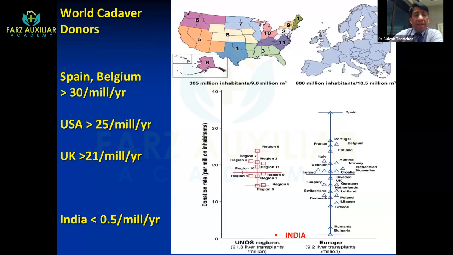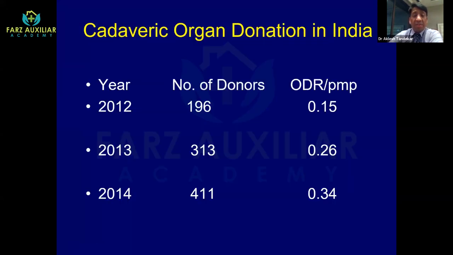As far as worldwide donations are concerned, in Spain and Belgium the donations are more than 30 per million per year. In the USA, organ donations are more than 25 per million per year. In the UK, 21 per million per year. And in India, it is less than 0.5 per million per year. So this condition is really miserable in India. 9.2 liver transplants are happening per million in Europe. This is quite encouraging as far as the numbers are concerned.